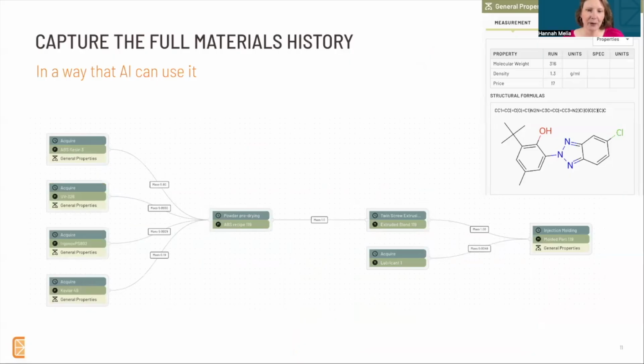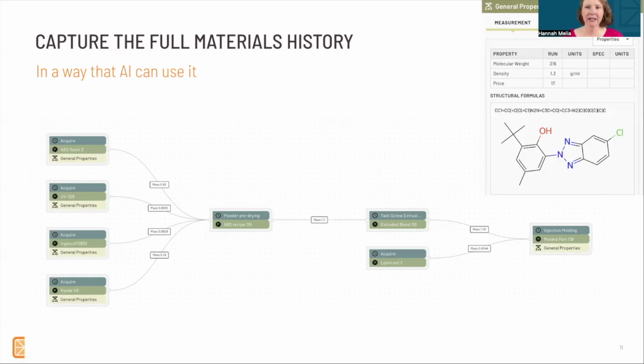Now, thinking about that data, make sure that you work with an AI platform that can capture all of your data. It's very rich. Here you can see a process diagram. I think it's for ABS plastic. On the left there, you can see the ingredients going in. Then there's a couple of processes, a new ingredient is added, and there's a final injection molding step.